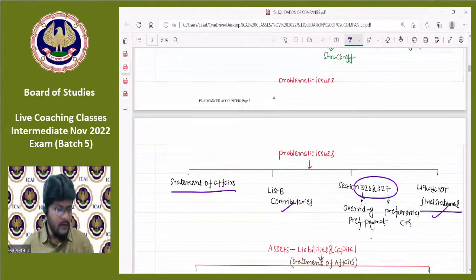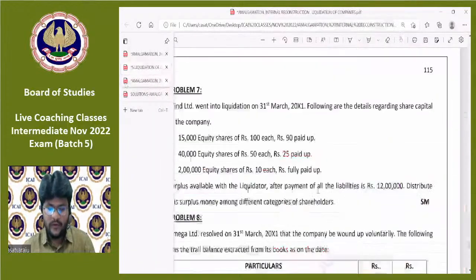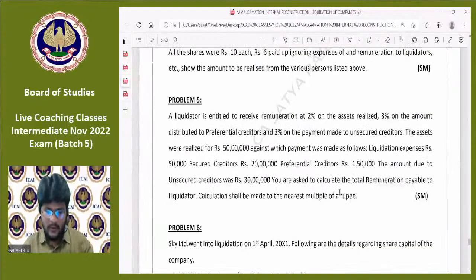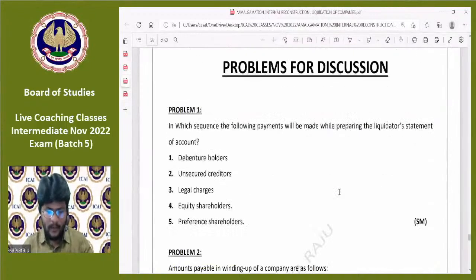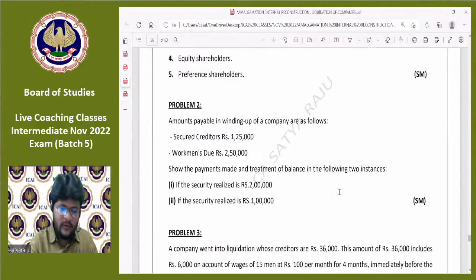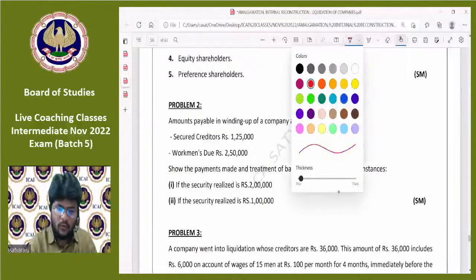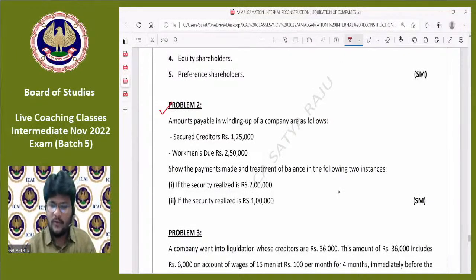Before proceeding, one person asked, sir, how will they ask questions in the examination related to section 326? We already gave it, na? Problem number 2 is related to section 326 only. What we did in the classroom in the last class is related to section 326. In the same model only they are going to ask.